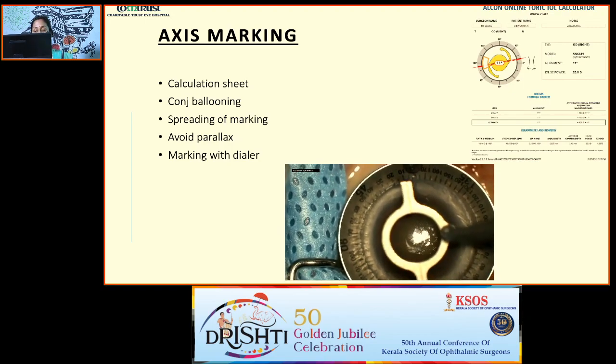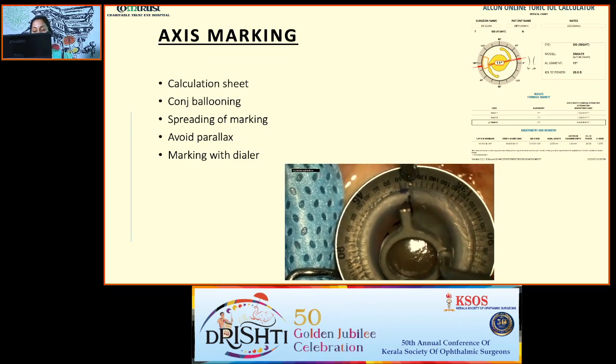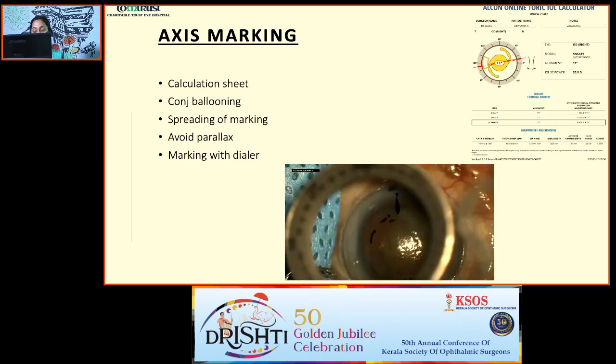The marking will be seen clearly, and if the cornea is not dried properly, you can see smudging like this or spreading of the marking, which will give poor visualization during your phaco. To avoid parallax, the surgeon side marking is taken as the reference. You can do this procedure with your dialer also.